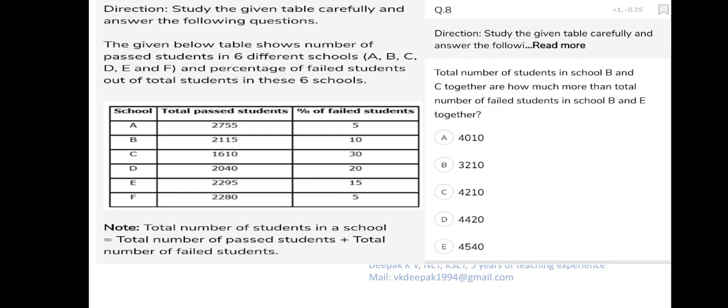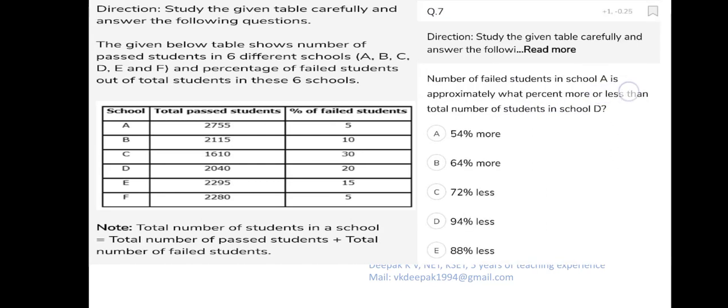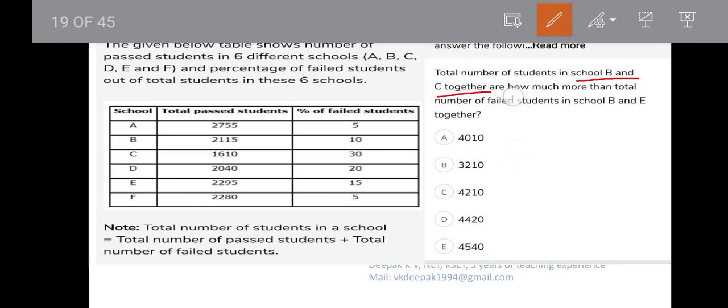Total number of the students in a school B and C are how much more than. Okay, how much more than? It is nothing but the difference. We can say how much more than they have asked. Correct. So it is nothing but a difference. We need not to go for the proportionate and all. Here they haven't asked about the percentage. Okay, so how much more than the total number of failed students in the school B and E. Total number of the students in the school B and C, we will go for it.